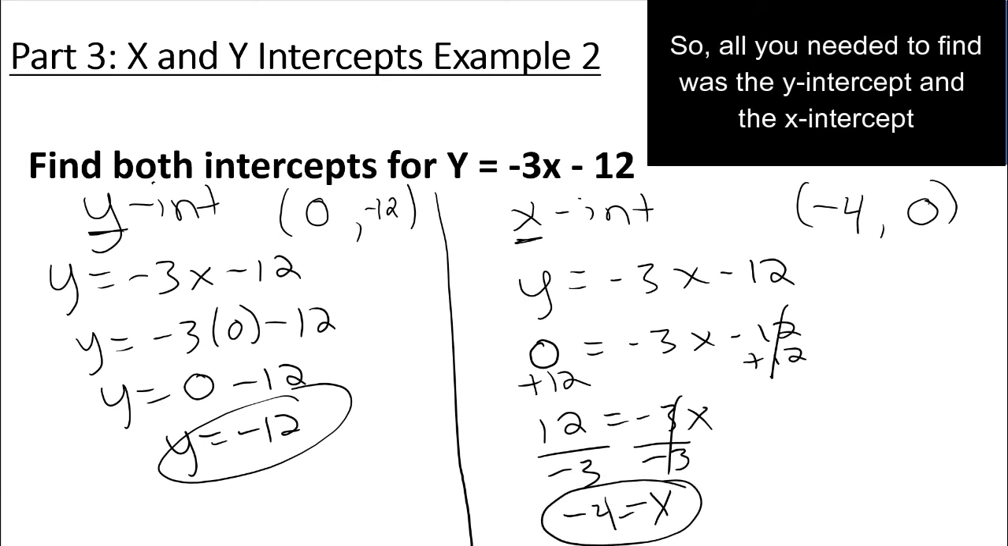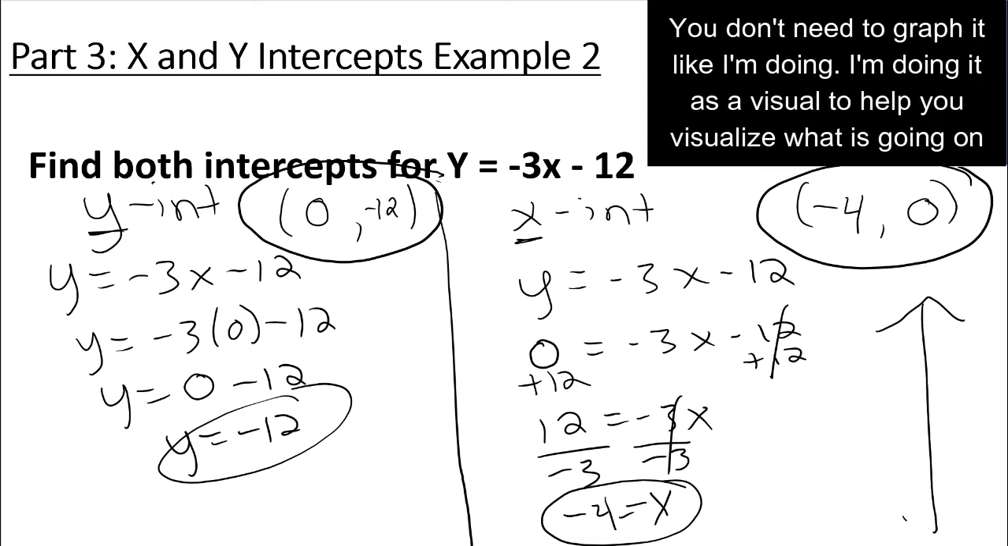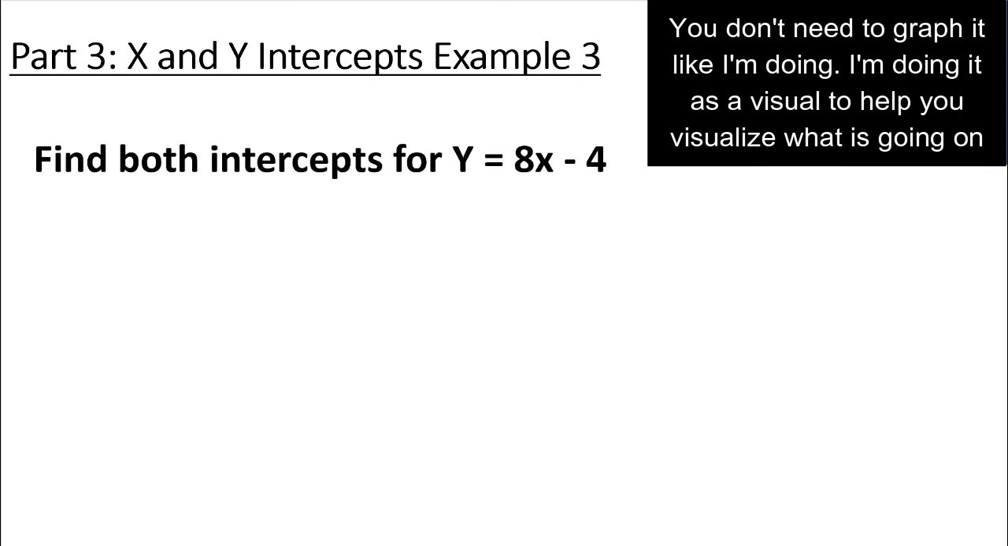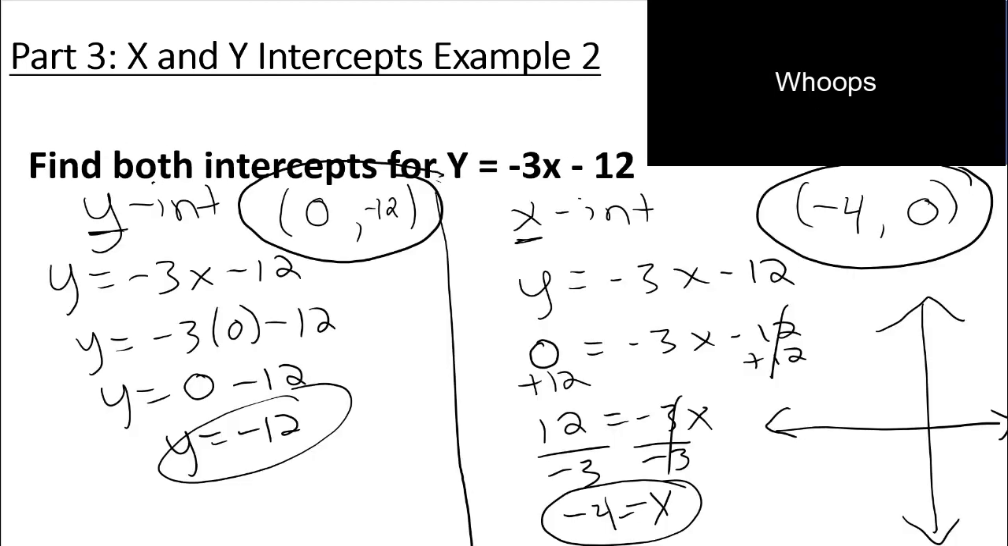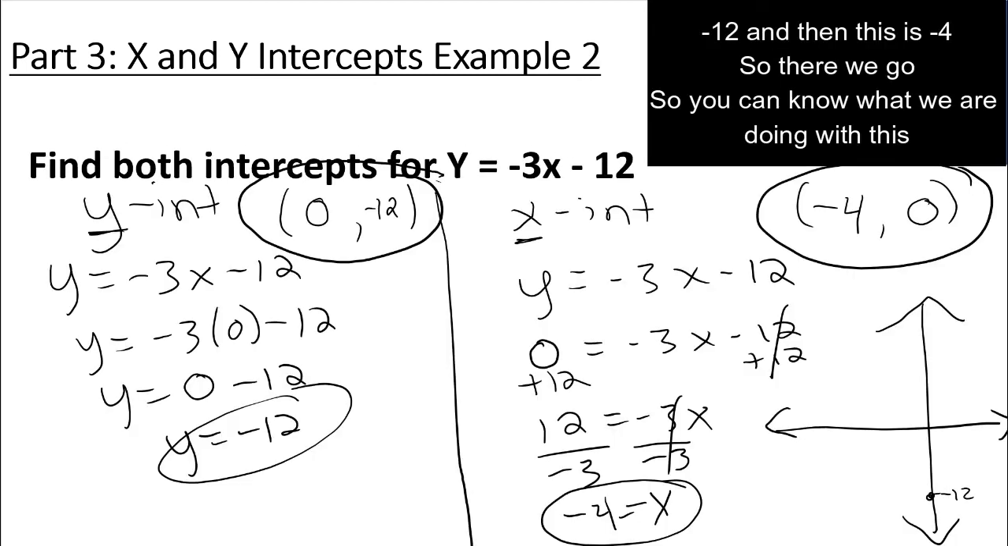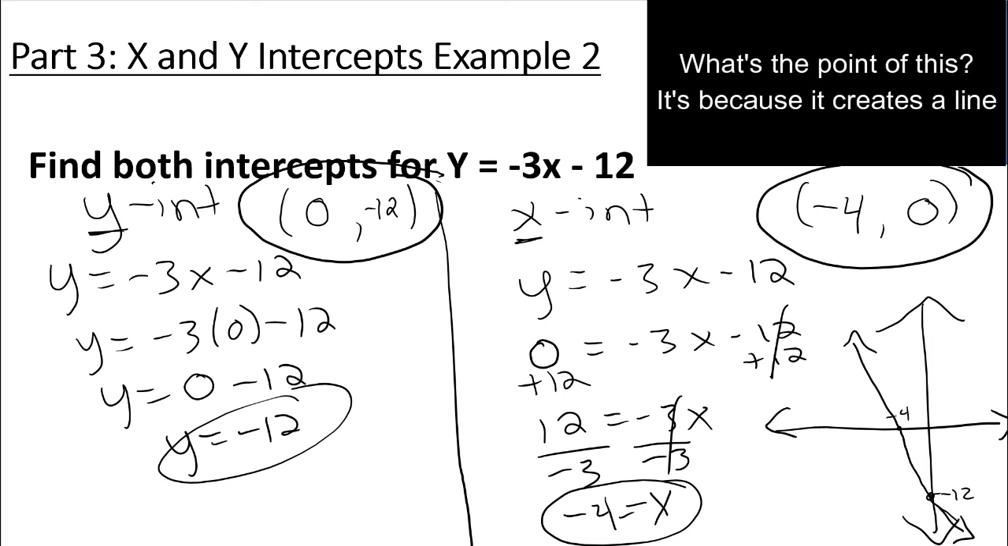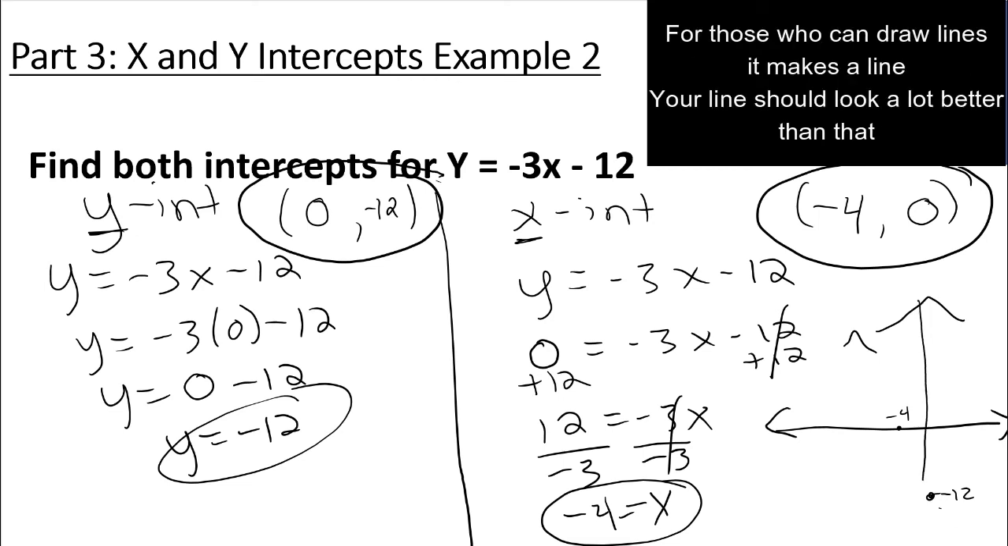So all you need to find was the y-intercept and the x-intercept. You don't need to graph it like I'm doing. I'm just doing it as a visual to help you visualize what's going on. Here is -12, and then this is -4. So what's the point of this? It's because it creates a line. For those who can draw lines, it makes a line.